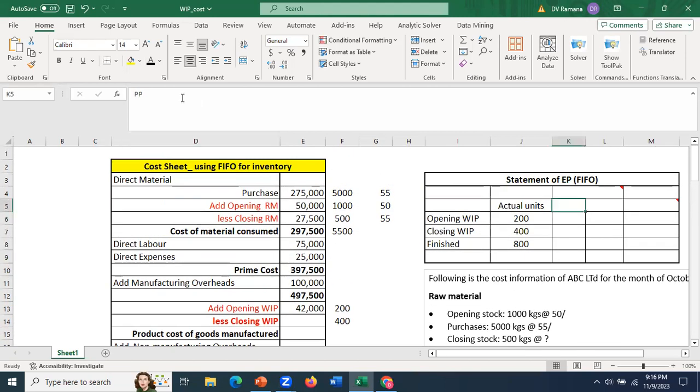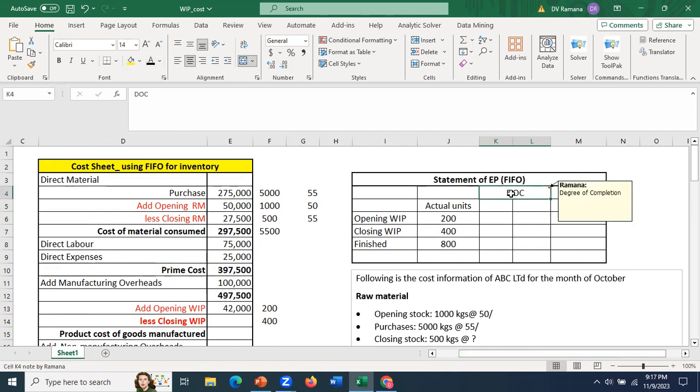On this, what is the work done, the degree of completion? DOC is the degree of completion. What is the work done in the last time period, September, in this case, because this is the month of October? So for opening work in progress, the work done is 25%. So what is the work done in the current period? CP is the current period.